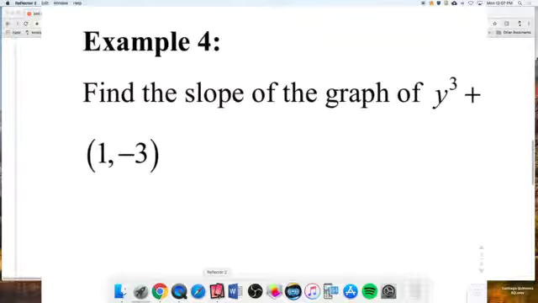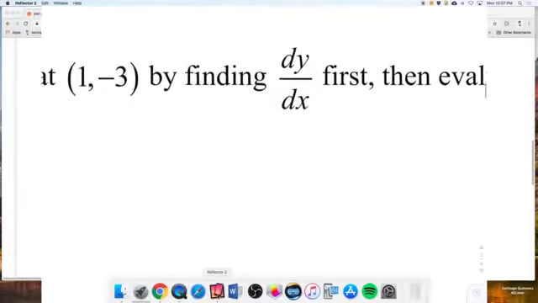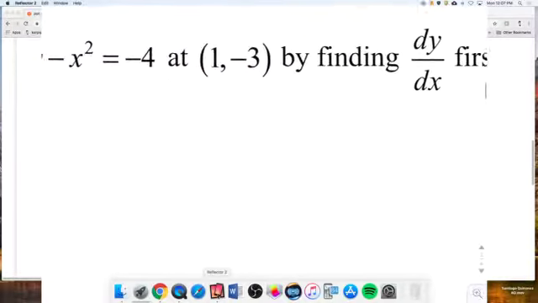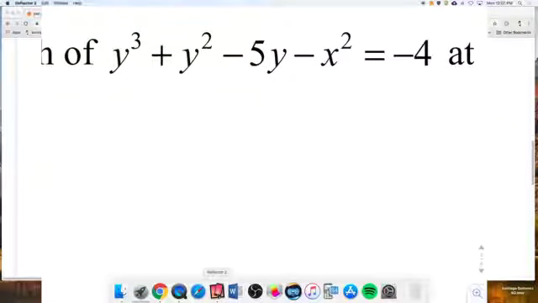Example 4: find the slope of the graph of this equation at the point (1, -3) by finding dy dx first and then evaluating it. All right, let's take a look. Is it solved for y as a function of x? No. Can it be solved for y as a function of x? The answer is yes, but not very easily. There is a cubic formula, like there's a quadratic formula, but the cubic formula is really, really long, and I don't know it off the top of my head. Do you? No. So instead of using the cubic formula to solve for y, since we don't have to, let's just take the derivative.